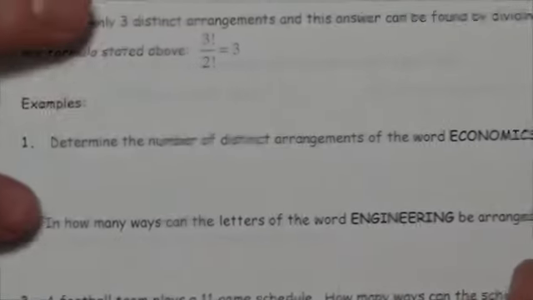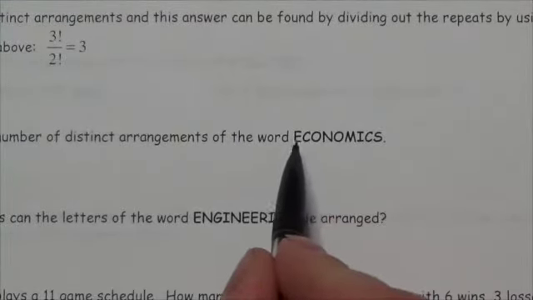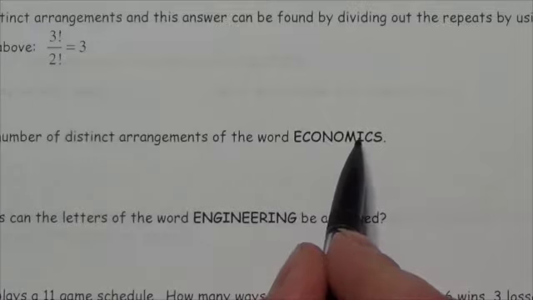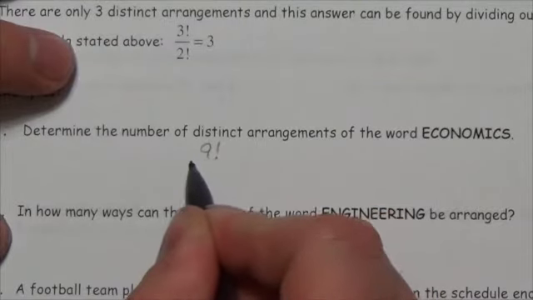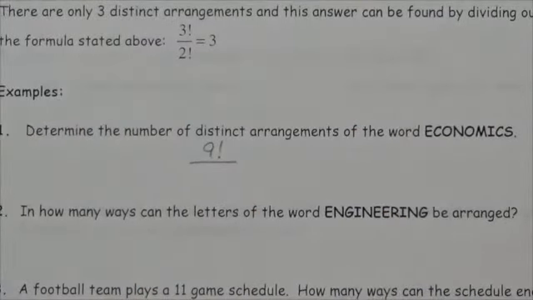Determine the number of distinct arrangements of the letters in the word ECONOMICS. The first thing we want to do is take a look at the number of letters in the word ECONOMICS: 1, 2, 3, 4, 5, 6, 7, 8, 9. Pretending that they're all different, all unique, there would be 9 factorial different permutations of the letters in the word ECONOMICS.